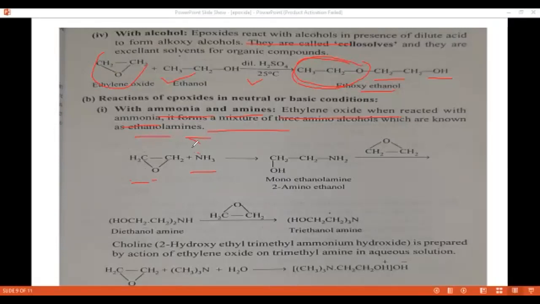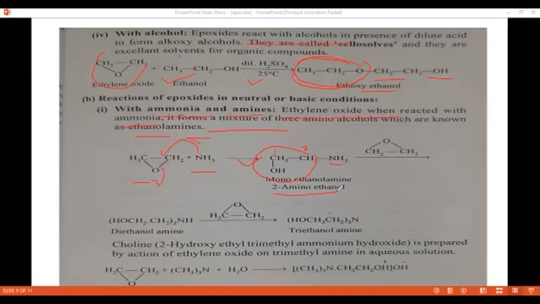The nucleophile attacks this CH2 group. This bond breaks. Then oxygen carries a negative charge and takes this proton from ammonia. Then the formation of the mono, meaning one, monoethanolamine. This is monoethanolamine, HO-CH2-CH2-NH2, or another name is 2-aminoethanol. The numbering starts from the carbon bearing the hydroxyl group, so 2-aminoethanol.